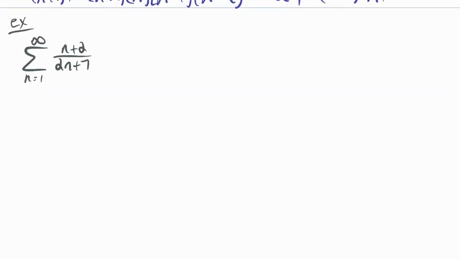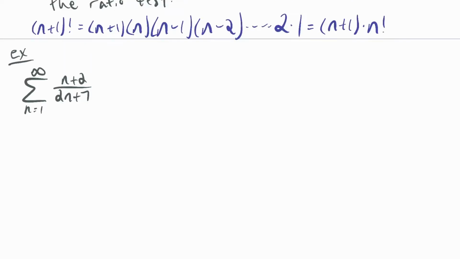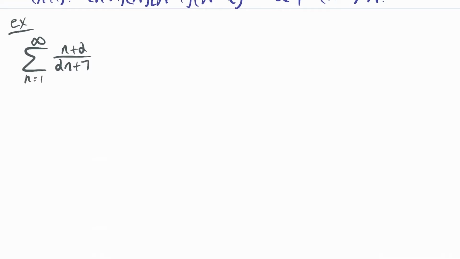Okay, so the series as n goes from 1 to infinity of n plus 2 all over 2n plus 7. So let's go ahead and start the ratio test. And I didn't call it rho up here, but I'm going to say that rho, because that's what the test says we should be doing, but that's fine. This is the limit as n goes to infinity of the absolute value of a sub n plus 1 all over a sub n.